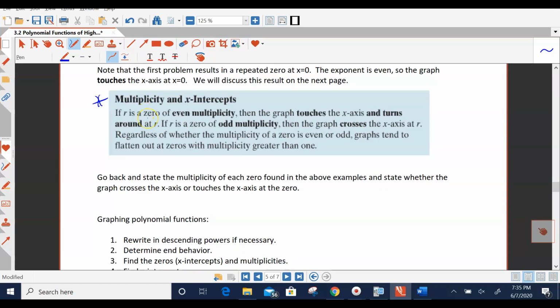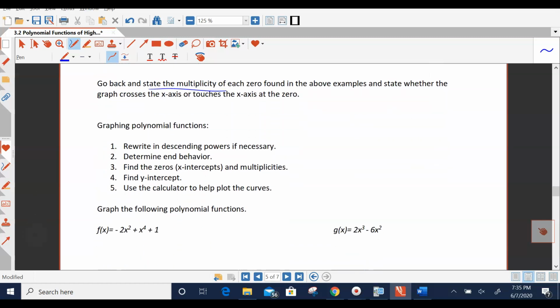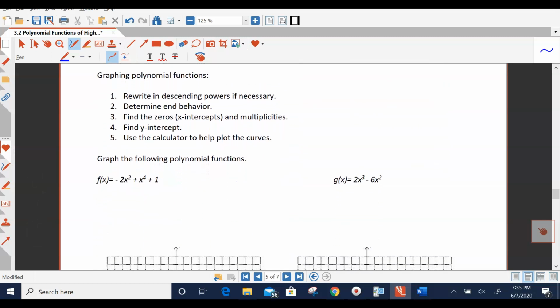That is what this tells me. So we've got a 0 that repeats an even number of times. The graph touches the x-axis and turns around. If that 0 has an odd multiplicity, then the graph crosses the x-axis at that 0. And we actually already did this, so we're good. So here is our roundup of graphing polynomial functions. We want to first put it in descending powers, determine the end behavior, find the zeros and their multiplicities, find the y-intercept, and then let our calculator help us plot the curves.